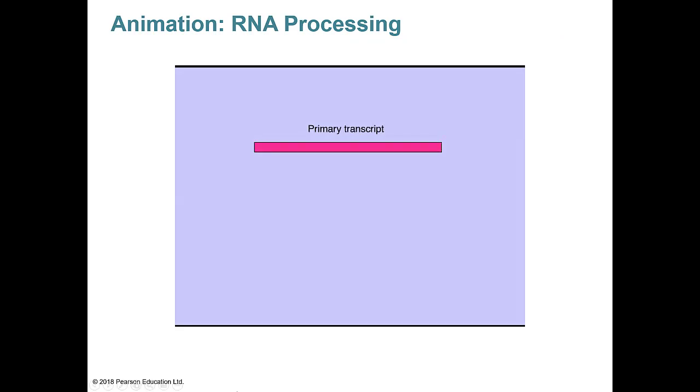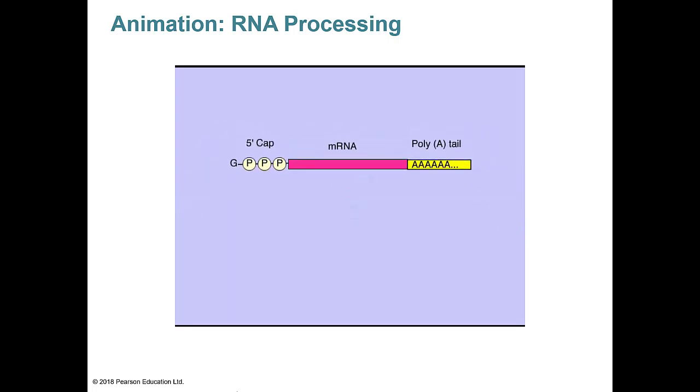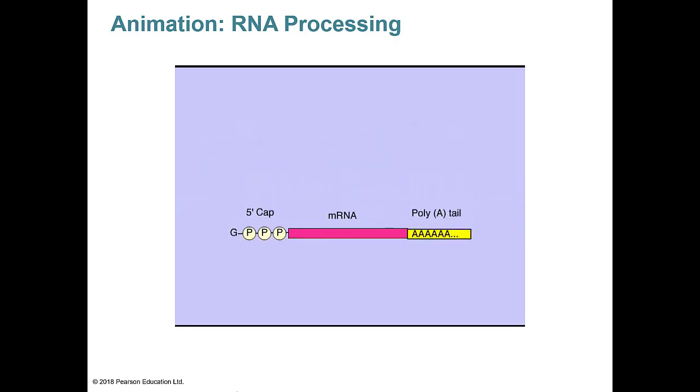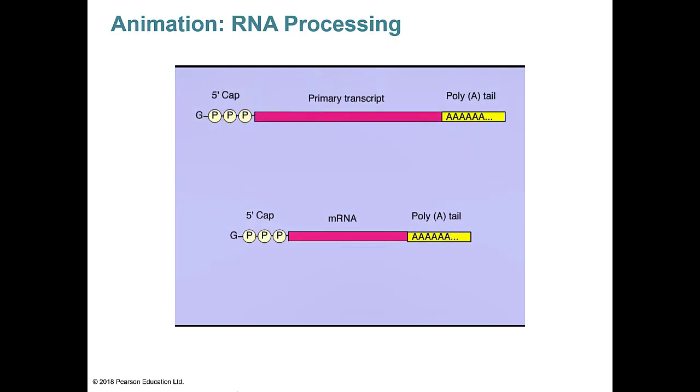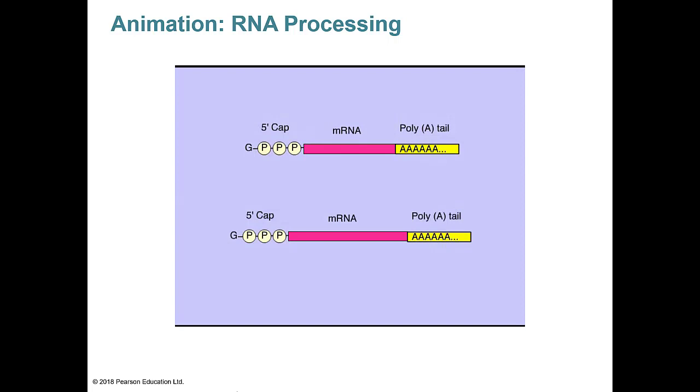A cell can rapidly adjust to environmental changes by regulating several processes that happen after transcription. In RNA processing, a cap and tail are added, introns removed, and the remaining exons spliced together. Alternative splicing of RNA may create different mRNA molecules from the same primary RNA transcript.